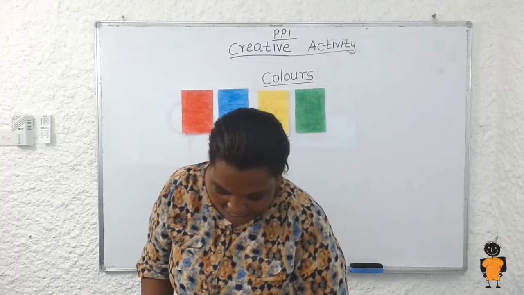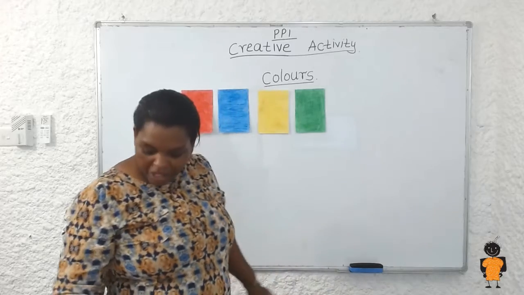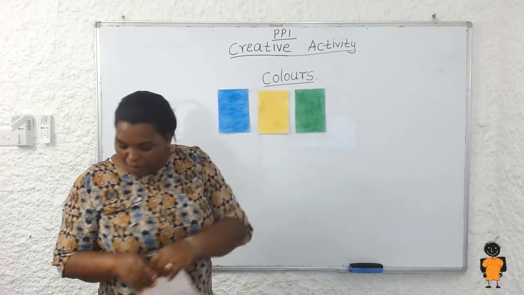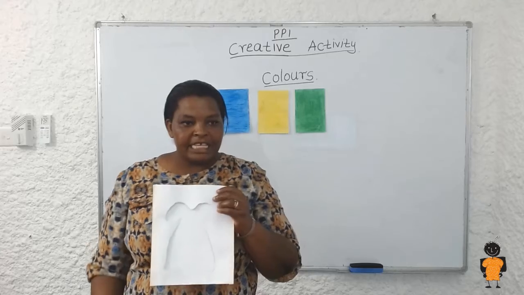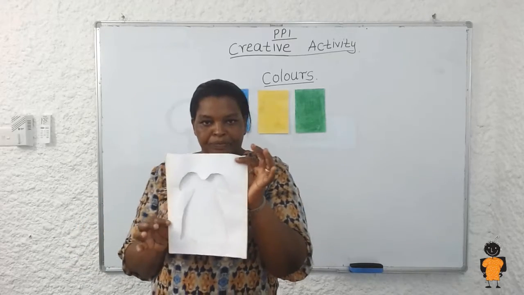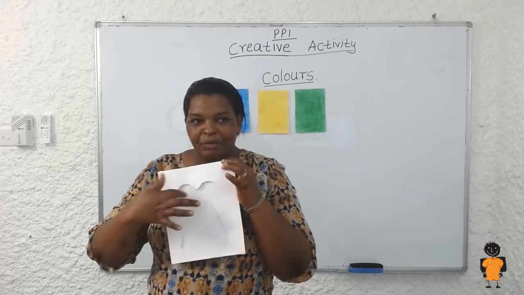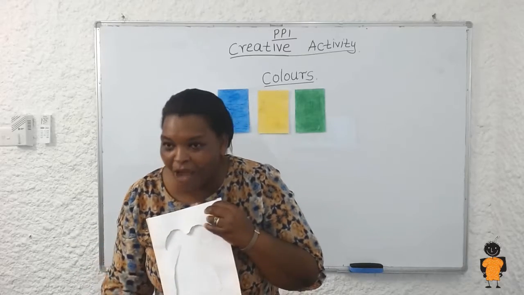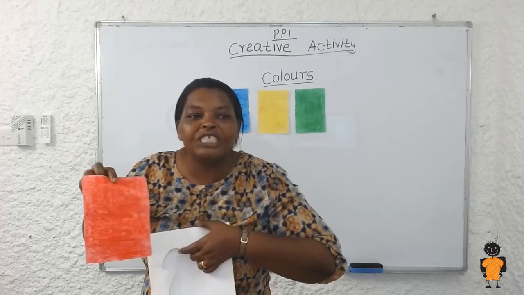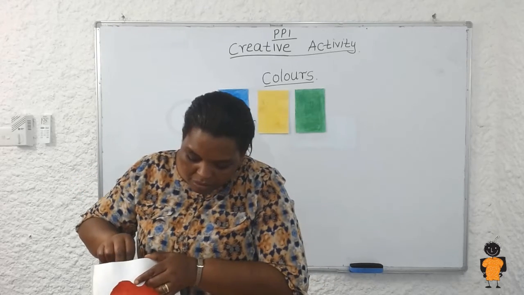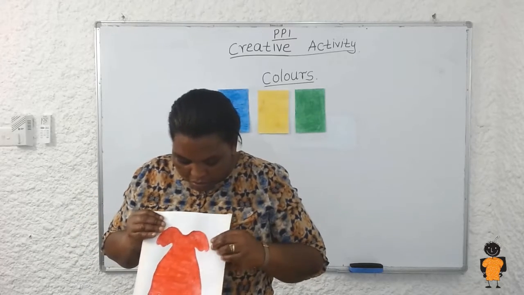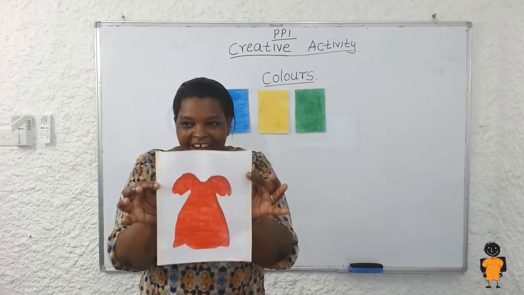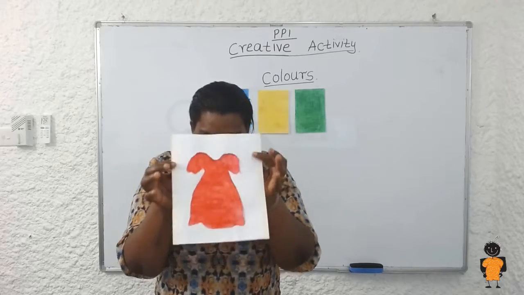Now, learners, I want to take my colors. I put it in my pouch here. You can see it. And here, what can you see here? Can somebody tell me, what can you see here? Yes? Wow, that is good. Dress. Yes. Now, when you put this one inside, my dress will change color. Can you see it? Yes. Red dress. Red dress.